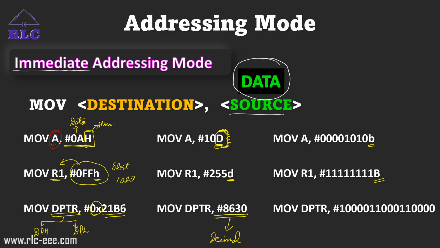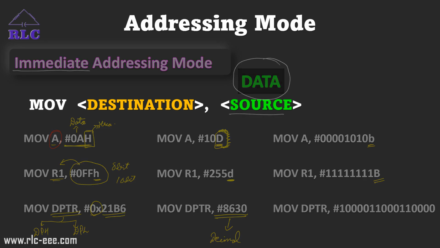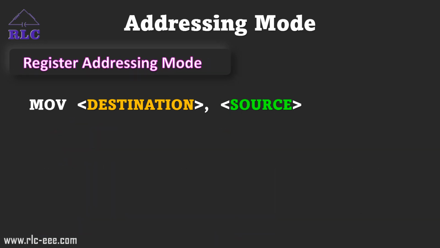Okay. Next, we'll move on with register addressing modes. In register addressing mode, the name itself indicates we'll be using the registers. In immediate addressing mode, we are immediately passing the data, that is, the source will be the data. Here, register addressing mode means the destination or the source will be a register. We'll see a few examples.